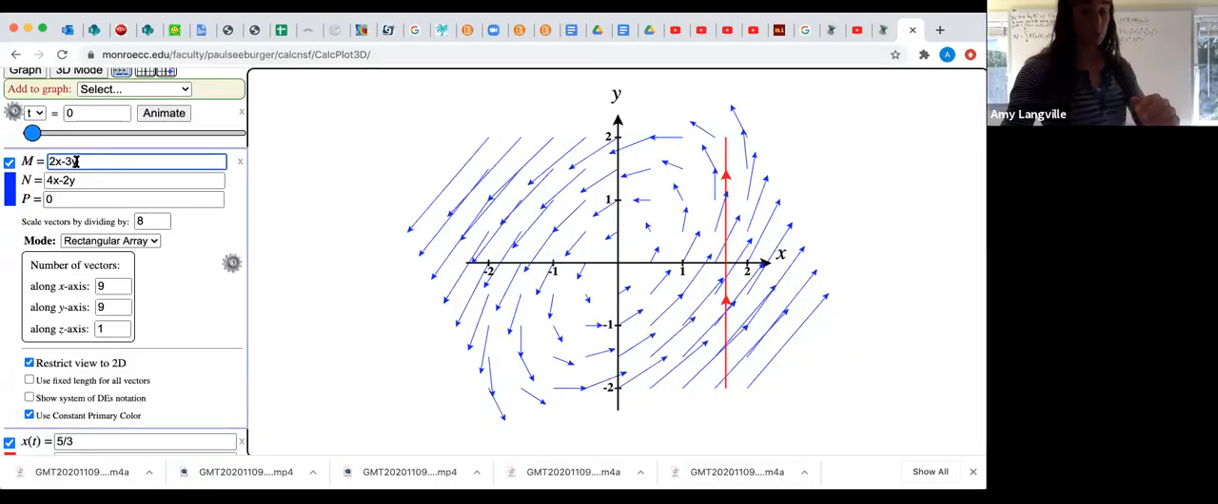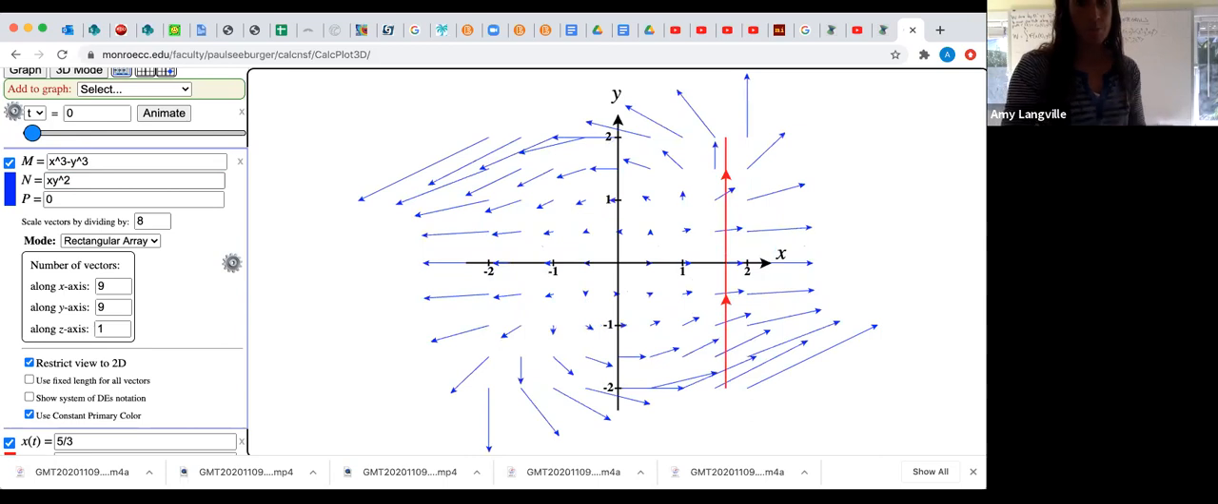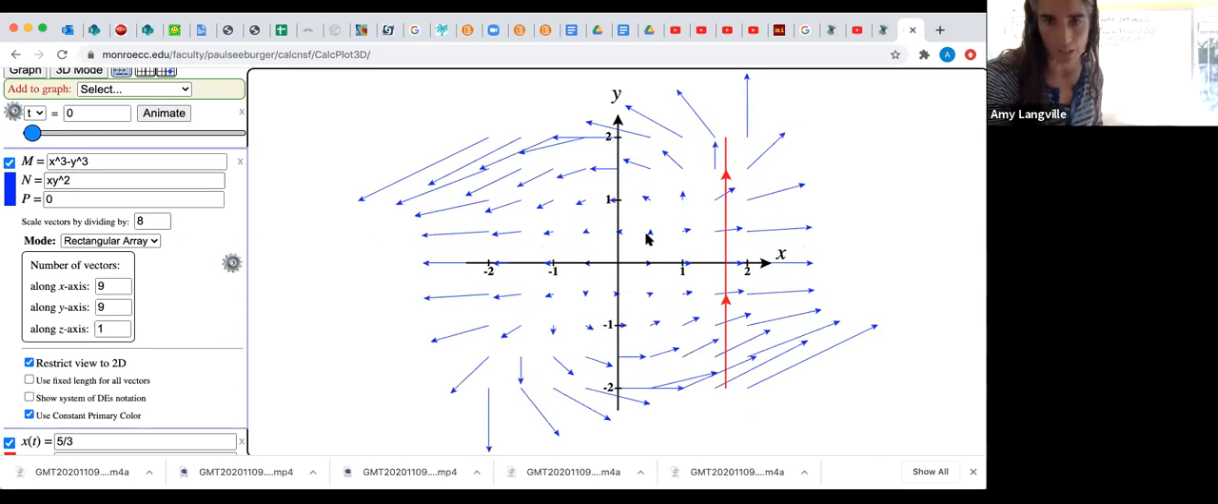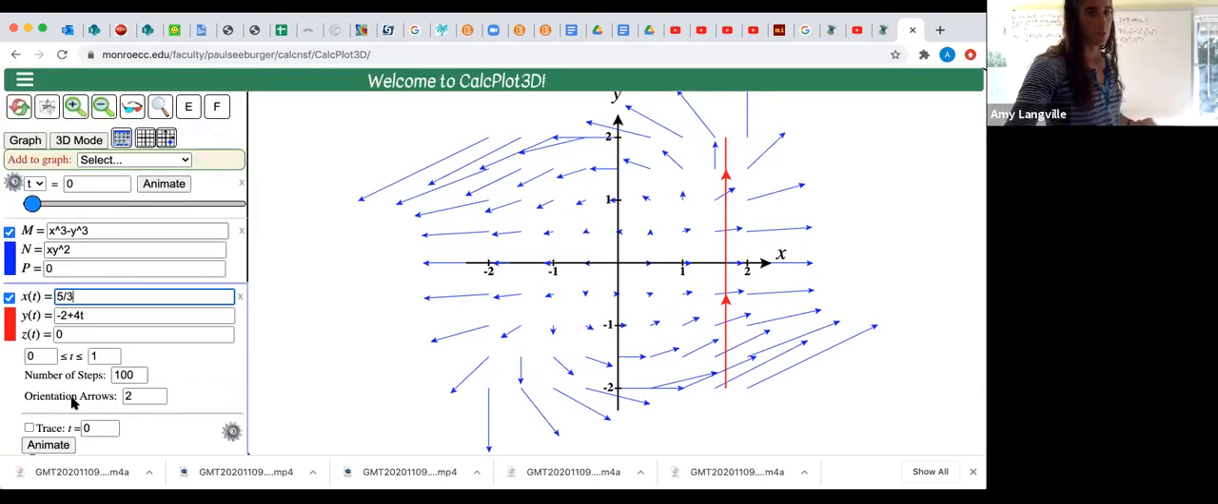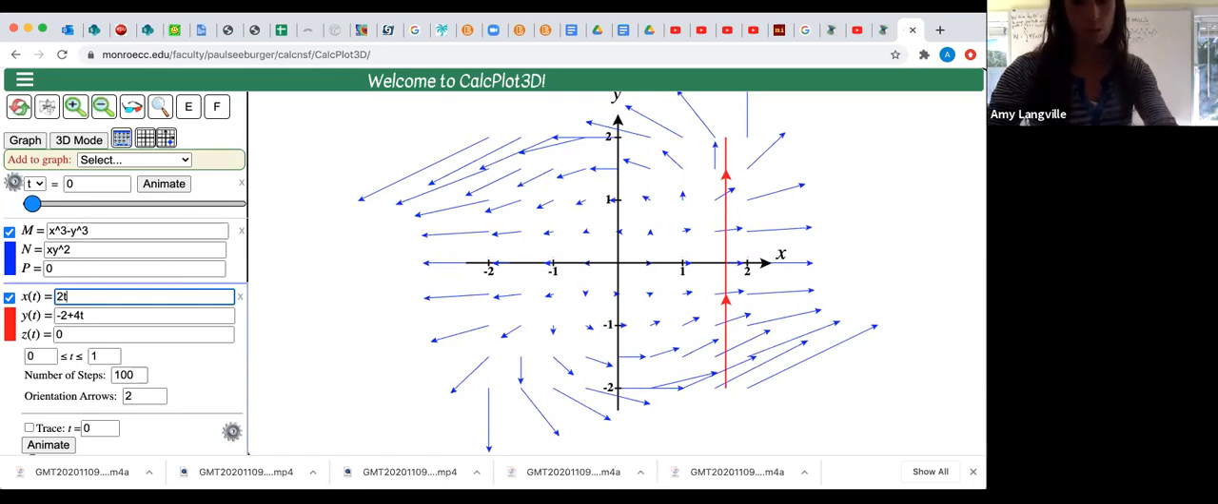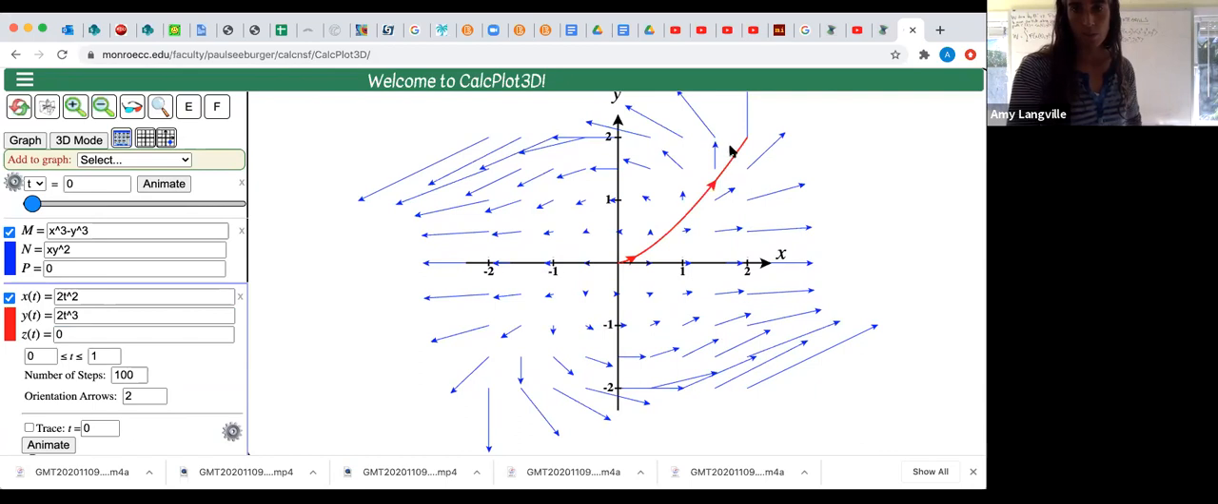Back to the tech tool, CalcPlot3D. Change our function: our vector field is x cubed minus y cubed in the first component, and then x y squared. An R2 field, let's see, what's happening? We have kind of a circular motion that's expanding and going out. And then our plane curve is 2t squared, 2t cubed, where t is also from 0 to 1. So the red curve is this section here.